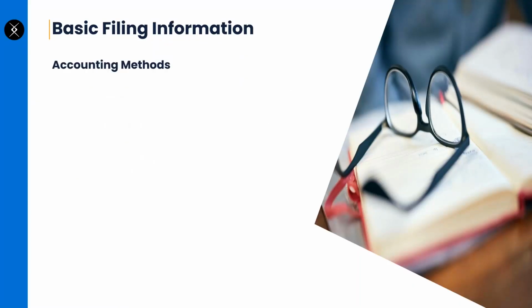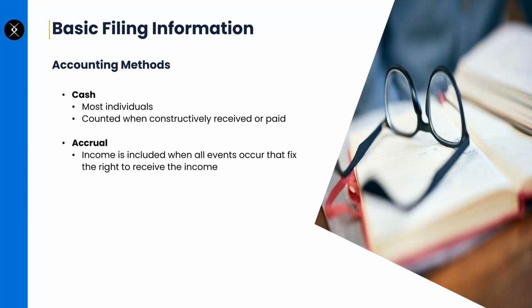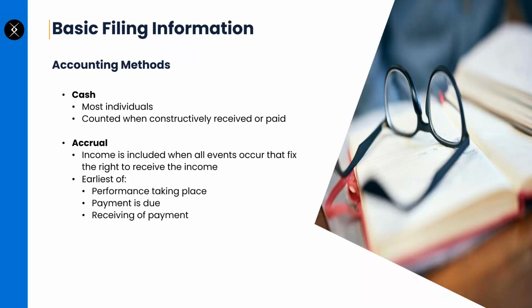And then moving on with the accounting methods. The accounting methods can be cash, which most individuals do take, counted when actually received or paid out. And then another common type would be accrual. And accrual is where income is included when all events occur that fix the right to receive the income: the earliest of performance taking place, payment is due, or receiving payment. A hybrid method would be elements of both, which I think is pretty common for most businesses out there.